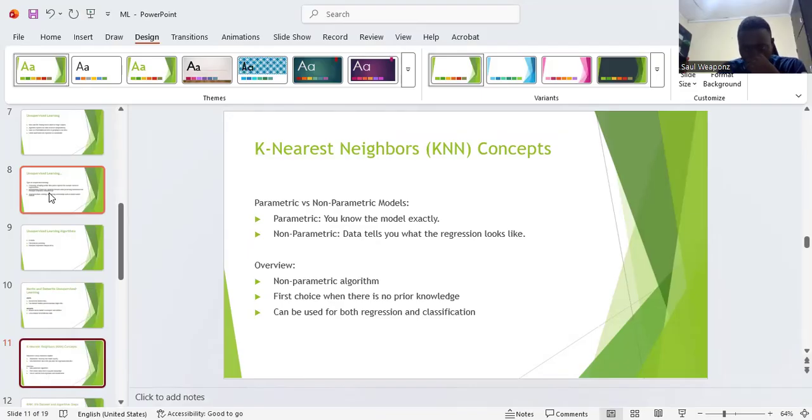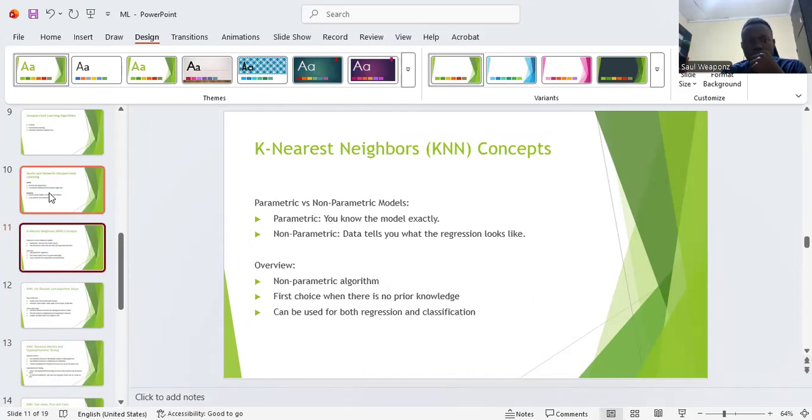So, going over an overview, we are going to see that KNN is a non-parametric algorithm, which means the data tells us what the regression looks like. It's also a first choice when there is no prior knowledge, when you don't know much about the data. An advantage of this algorithm is that it can be used for both regression and classification tasks, meaning you will be dealing with continuous variables on one side and categorical variables on the other.